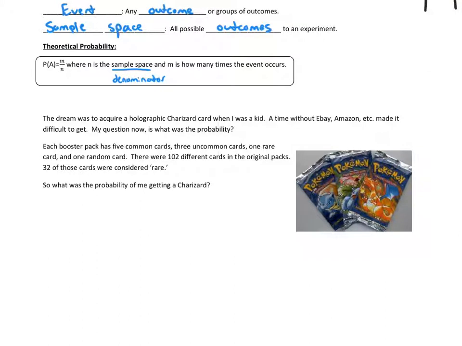So back in the mid-90s, the dream was to acquire a holographic Charizard, and there was no online services to really make this happen, so you just had to get it out of the actual pack. And each pack had 5 common cards, 3 uncommon cards, 1 rare card, and 1 random card. There were 102 different cards in the original packs. 32 of those were considered rare.